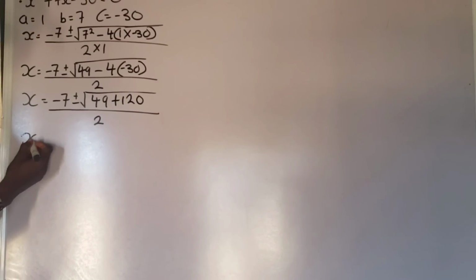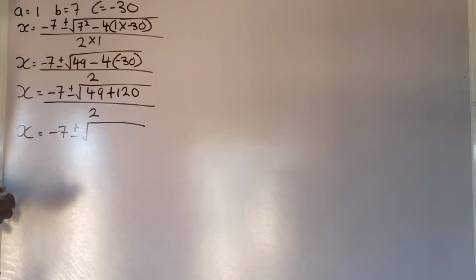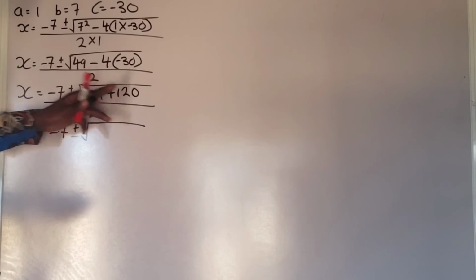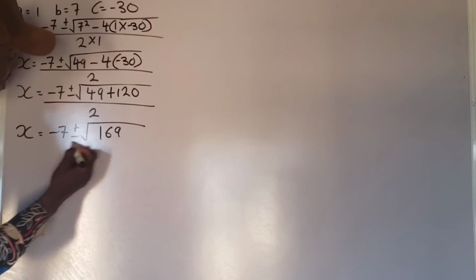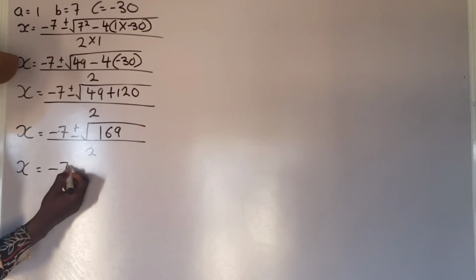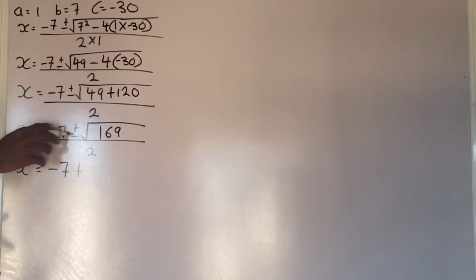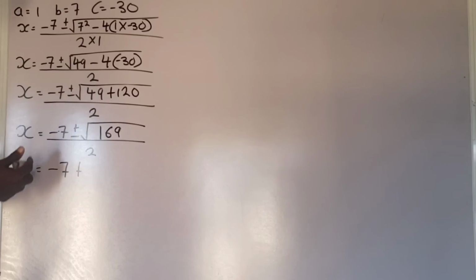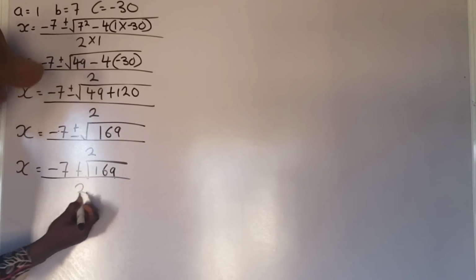For this I'm going to have x equals negative 7 plus or minus square root of, now 49 plus 120. What is the answer? That will give us 169. So I'm going to have here 169 all over 2. You understand? So x is equal to negative 7 plus. Now, what I want to do is split, because I'm having two signs here. So we have positive and negative signs. So I'm going to split this sign. So here I'm going to have square root of 169 all over 2, you understand, okay?